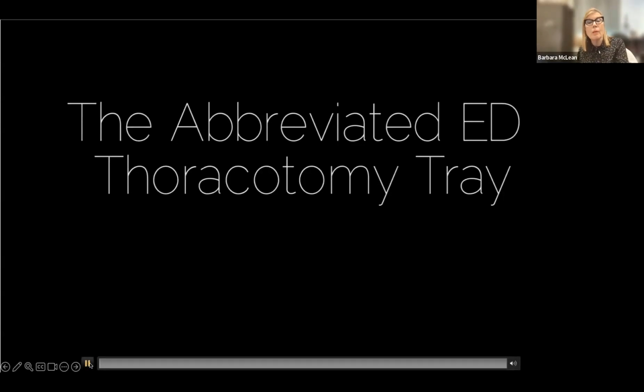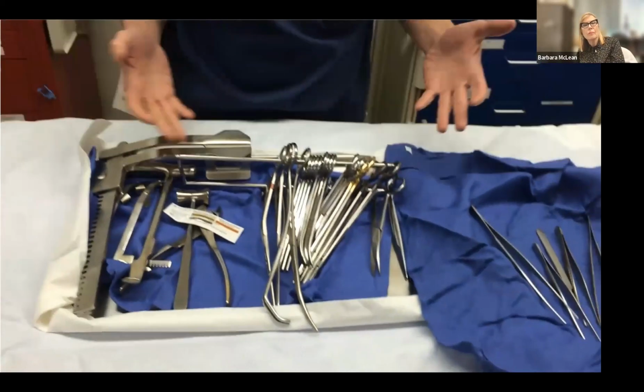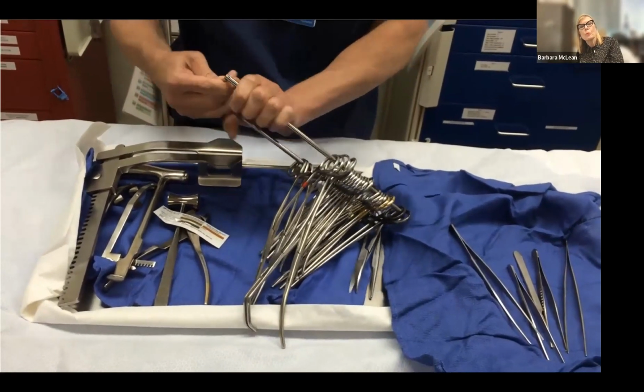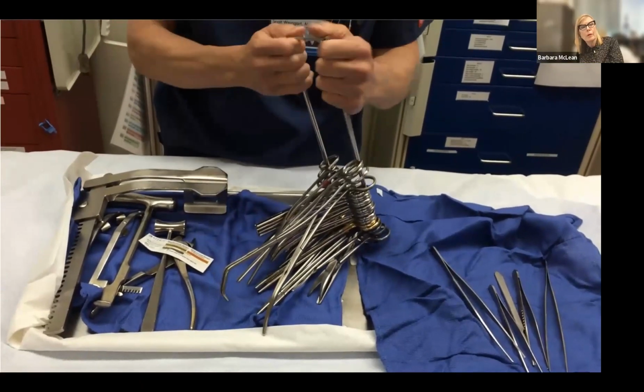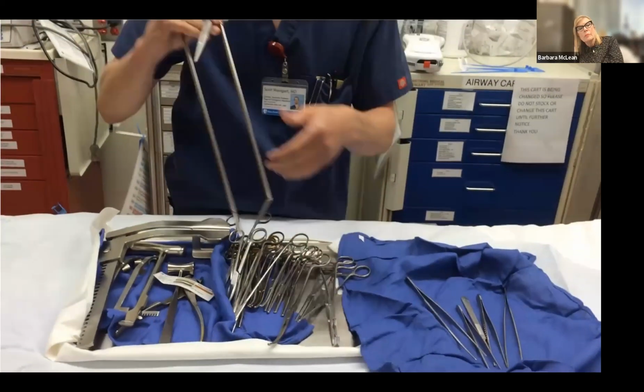So this is an abbreviated ED thoracotomy tray. What would a specific thoracotomy tray include? Right. So this is an actual thoracotomy set we use for our traumas. You can see it's a panoply of instruments, and it is complex for folks not used to it. So let's build ourselves an ED-specific thoracotomy tray and just separate out this huge assortment of clamps and such.